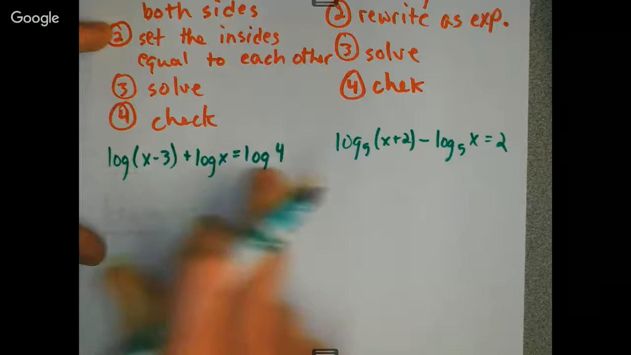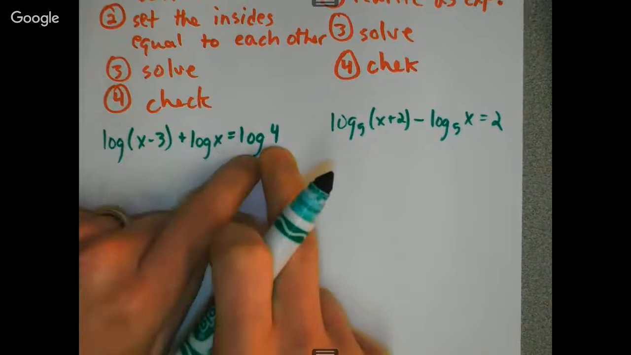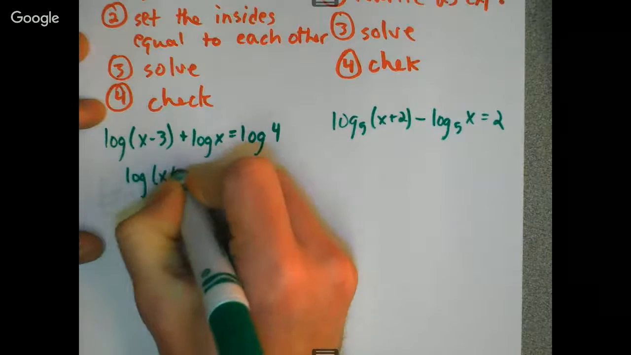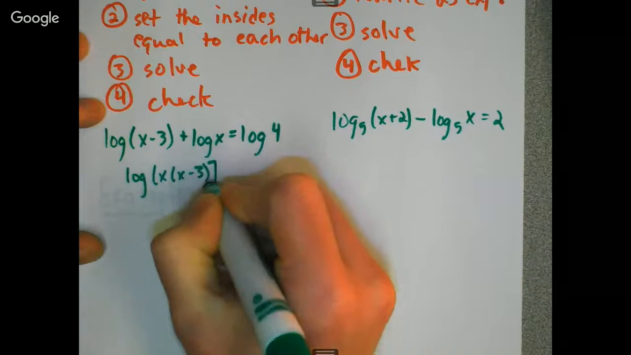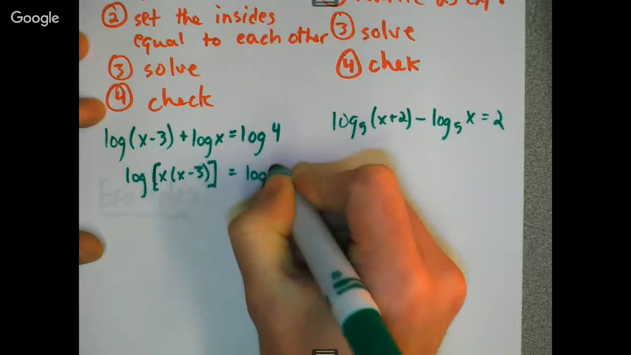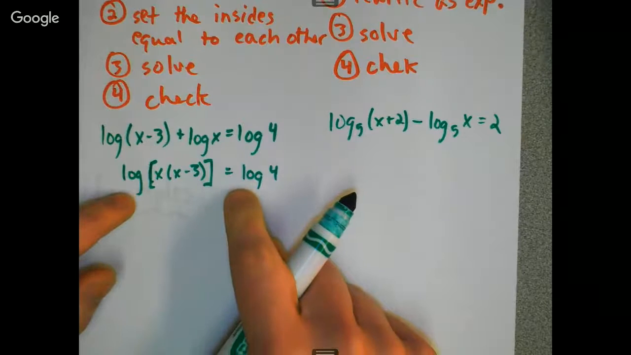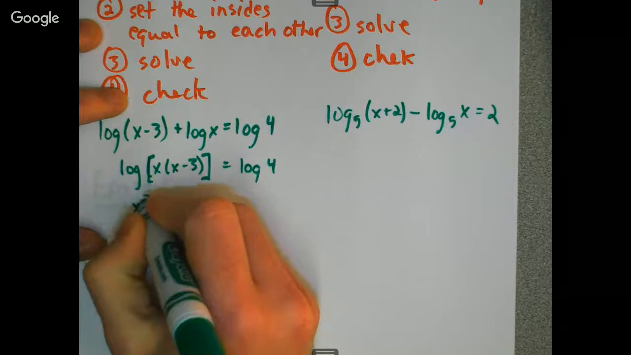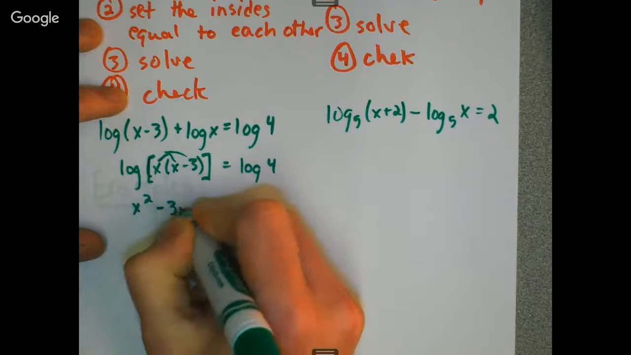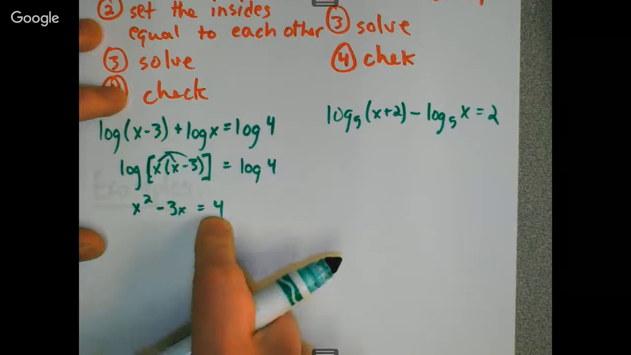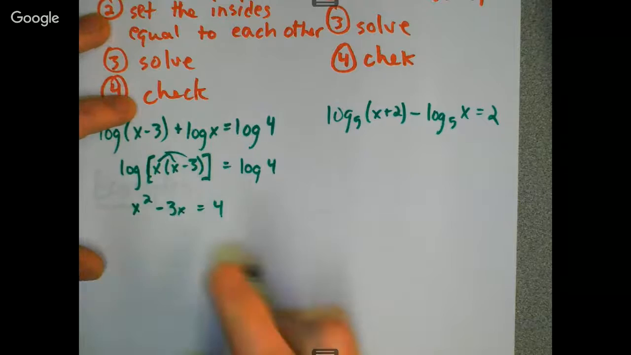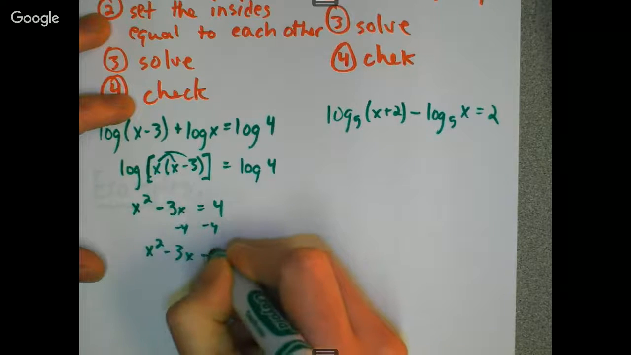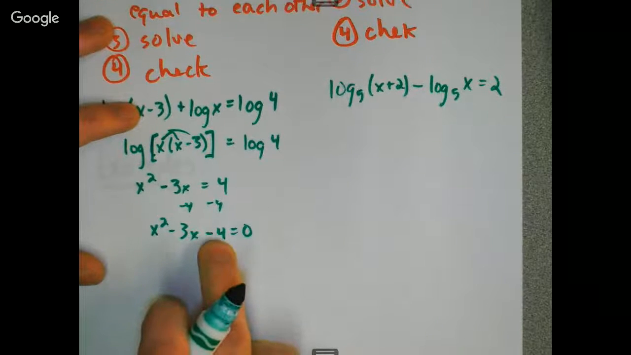For the simple one, we've got a log base 10 here. I'm going to combine those two. So we'll say log of x times x minus 3, addition, we do multiplication, equals log of 4. Since my logs here are the same, the insides have to be equal. So x squared, I'll distribute that, minus 3x equals 4. This is a quadratic. We set it equal to 0, we factor it, and then we check our solutions. So minus 4, x squared minus 3x minus 4 equals 0. I need factors of 4 that subtract to 3.